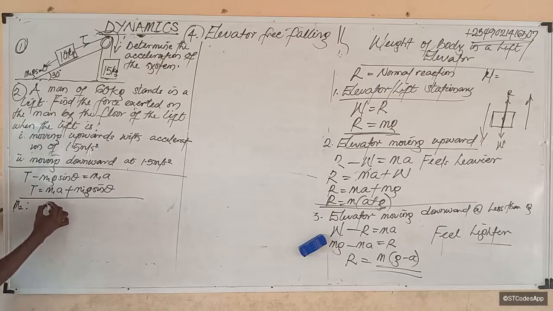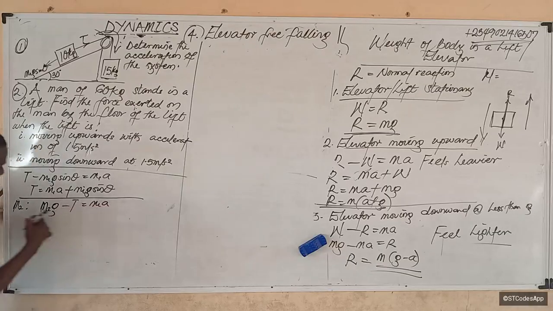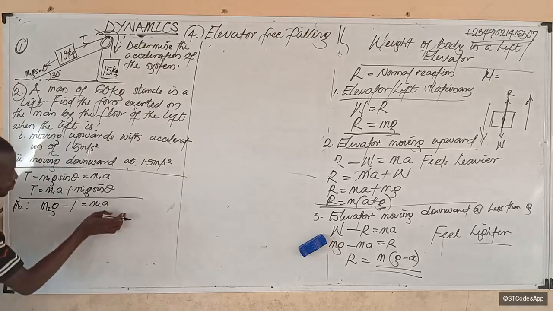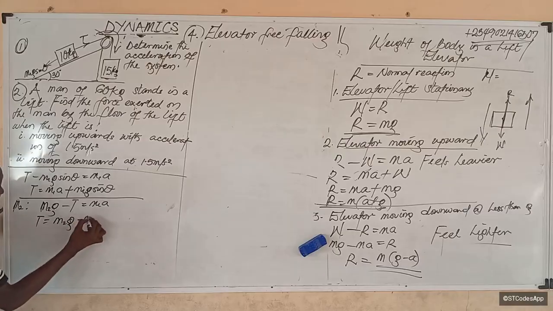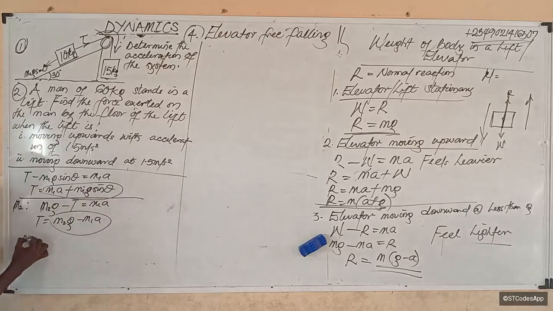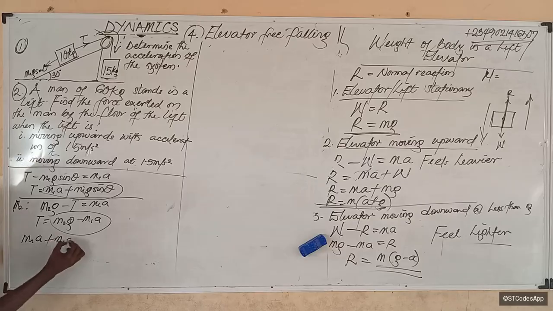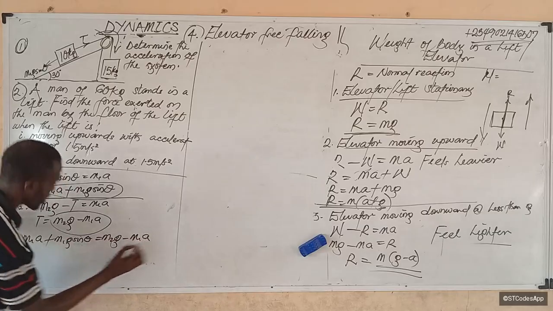For M2, we know that T is negative, right? So M2G is positive because M2G is downward, minus T equals M2A, the acceleration. So this guy goes there, then we have T equals M2G minus M2A. By the time we equate them, we equate this guy and this guy. We have M1A plus M1G sine theta is equal to M2G minus M2A.